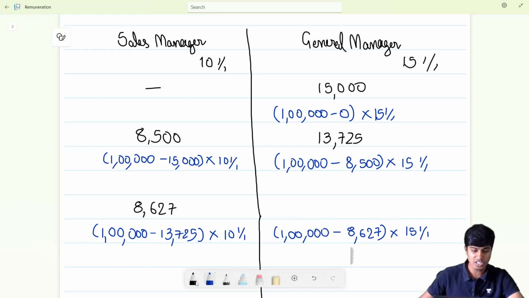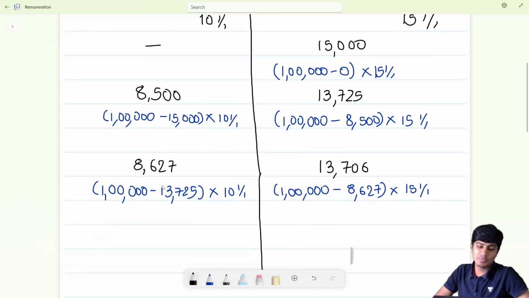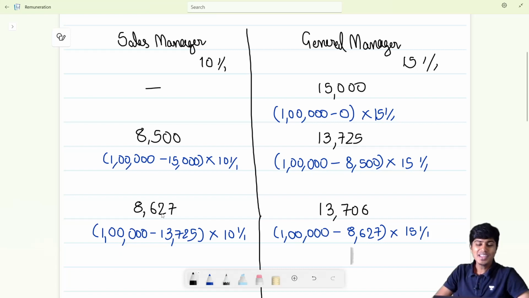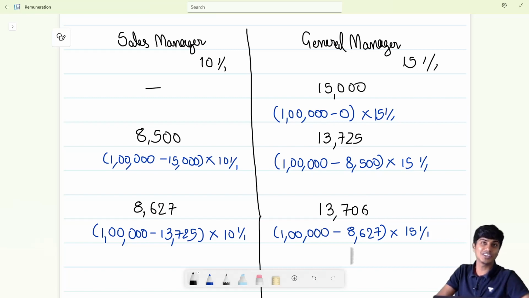Oh, my answer changed. Is this the end? No, this is like Hanuman steel, never ending, mighty and big. It is 705.95, so I'm making it 13,706. Is this the answer? No. Our sales manager's remuneration will no more be 8,627. Why? It is 8,627 when the general manager's commission was 13,725. Now general manager's commission or remuneration has changed from 13,725 to 13,706.